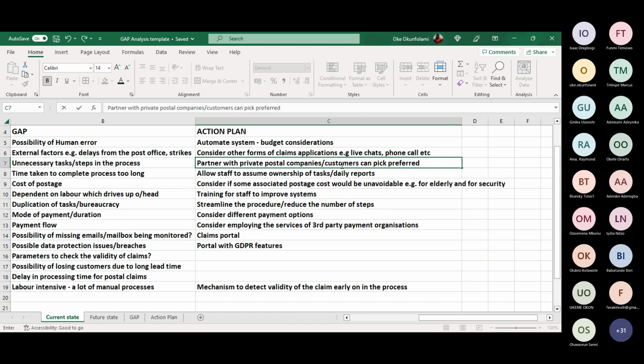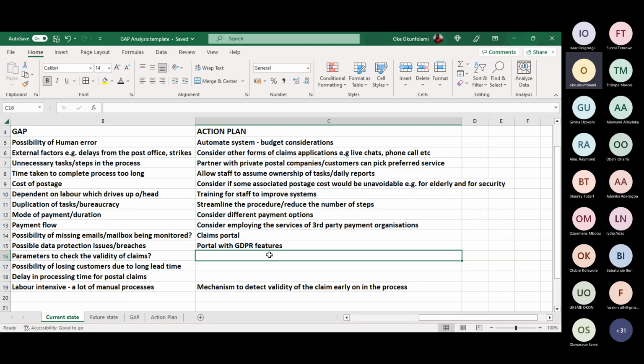Adewumi. Oh, sorry, that's an old hand. I beg your pardon. Thanks. Ozemena, is that an old hand as well? Yeah, old hand, sorry. Okay.